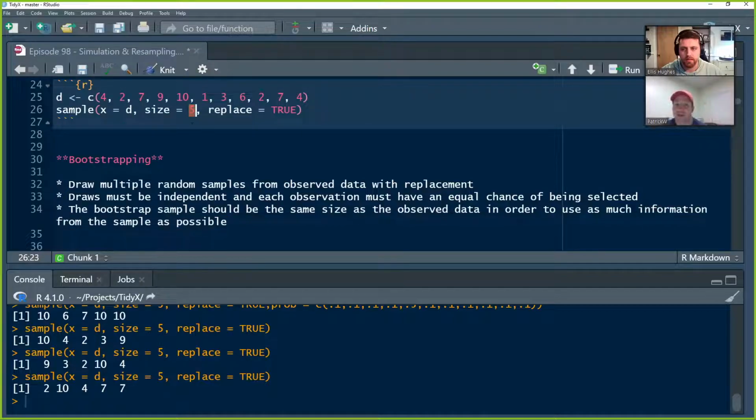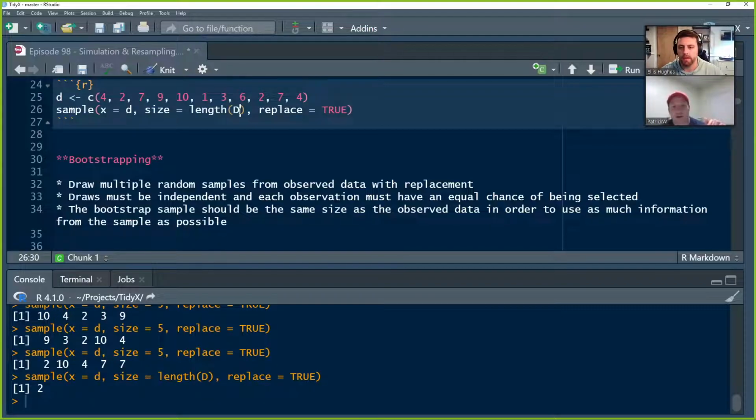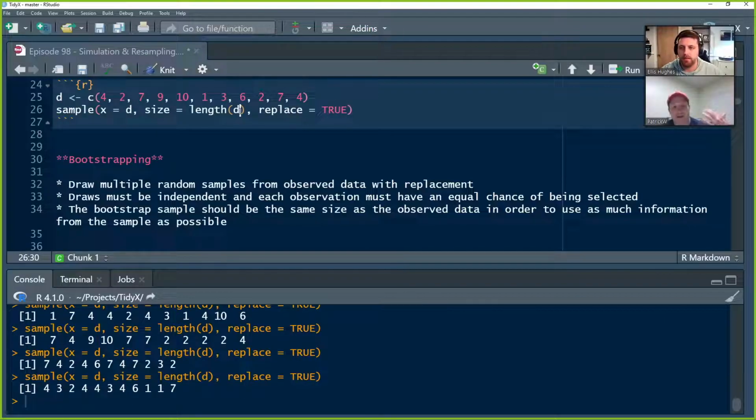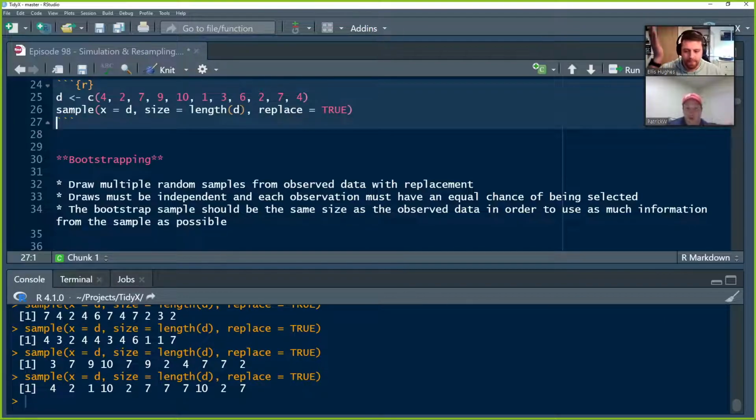So we set our size to 5. In this case, in the above chunk, if we wanted to do a bootstrap of this, we would type in length(d), with a lowercase d. Yeah. And so now you run it again and you get all these different numbers. We're just selecting the same length as the sample.